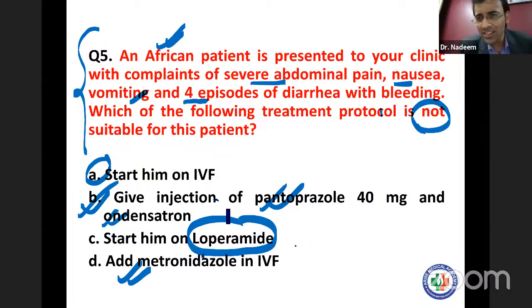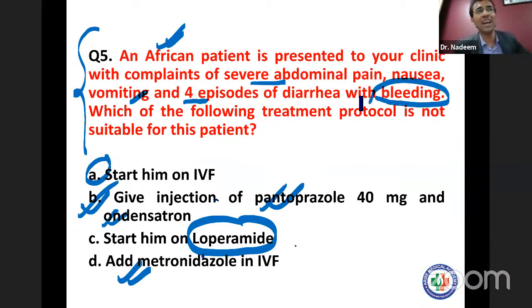Why? Because my patient is having diarrhea with bleeding. Now, do you remember some points related to loperamide? What is the mechanism of action of loperamide? How does loperamide work?